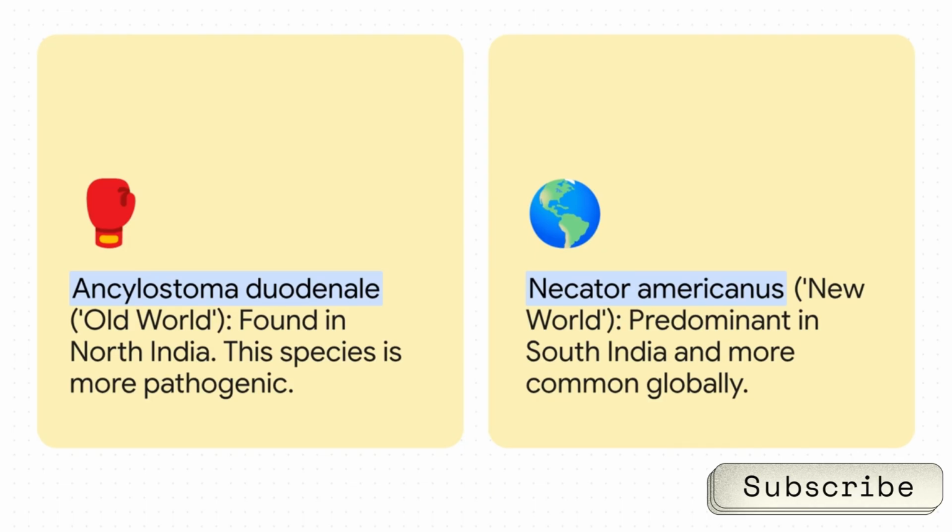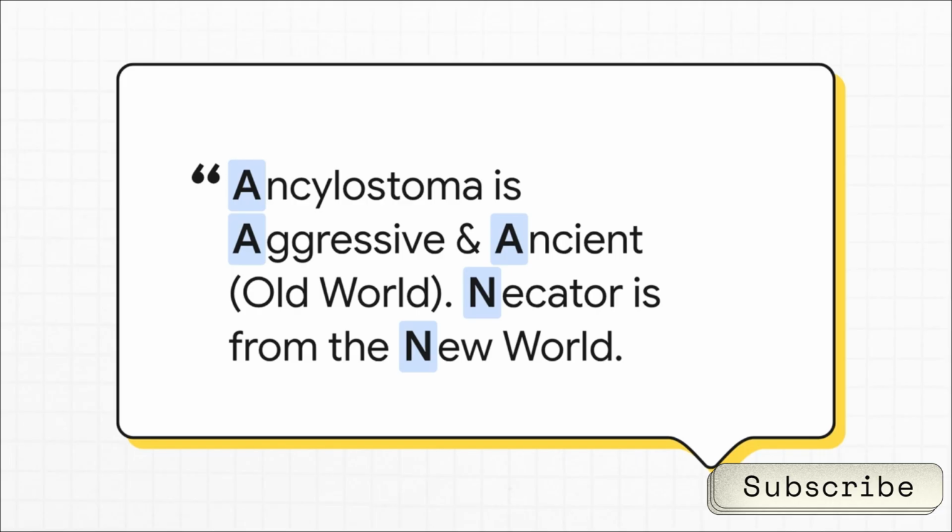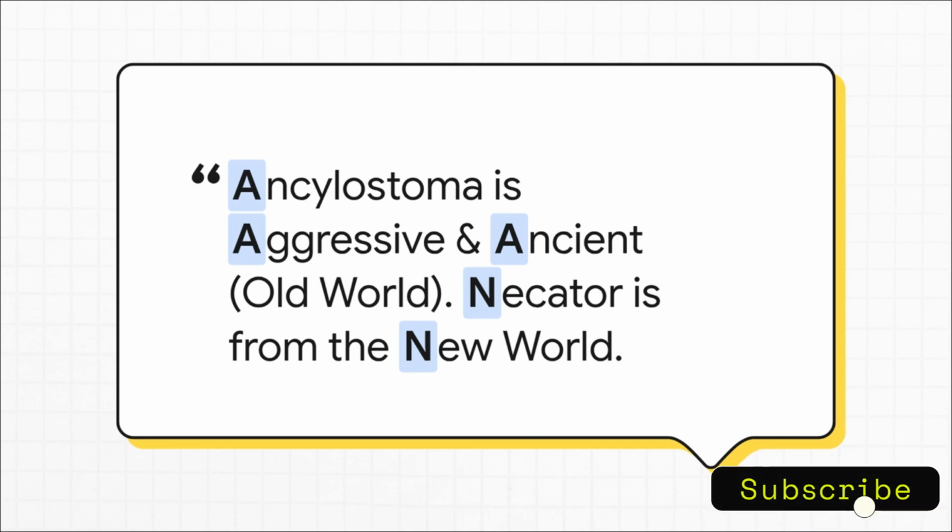And on the other side, we have Necator americanus, the New World hookworm. This one's more widespread, globally and in South India. You could call it the less bloodthirsty cousin. And I've got a mnemonic to lock that in for you. It's super simple. Ancylostoma is aggressive and ancient, which is our Old World worm. And Necator starts with N, just like New World. See? Easy points on an exam question right there.